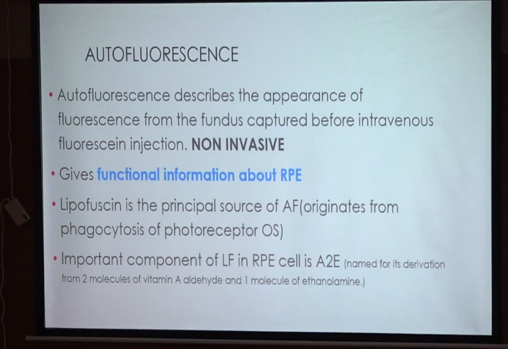Autofluorescence describes the appearance of fluorescence from the fundus, which is captured before you inject the intravenous dye. It's a non-invasive procedure. That's how it scores over FFA, and it gives functional information about the retinal pigment epithelium. Lipofuscin is the principal source of autofluorescence. It originates from the phagocytosis of the photoreceptor outer segment layer.